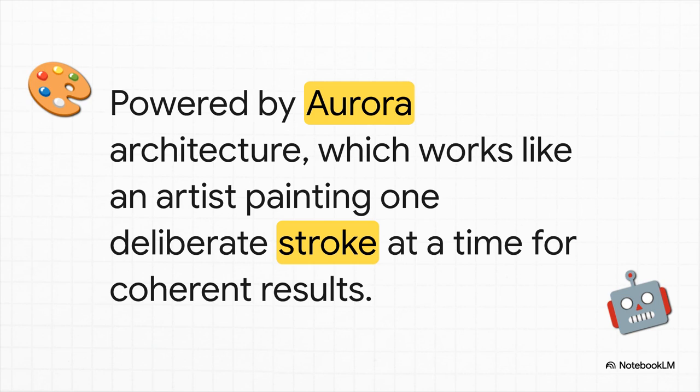So what's the magic behind all this? Well, it's a technology they're calling Aurora, and it's really clever. Instead of just spitting out the whole image at once, it actually builds it piece by piece. Think of an artist making deliberate, careful brushstrokes. That's kind of what Aurora does, and because it works that way, you end up with much more coherent, better-looking images, and it gives you, the user, way more control over the final product.